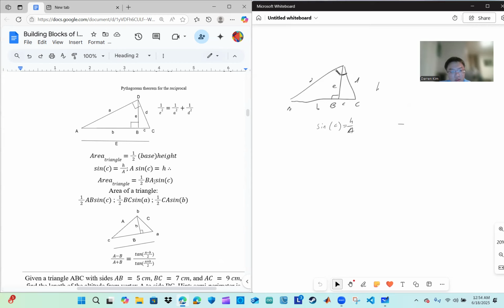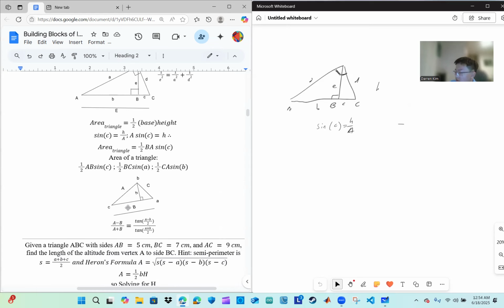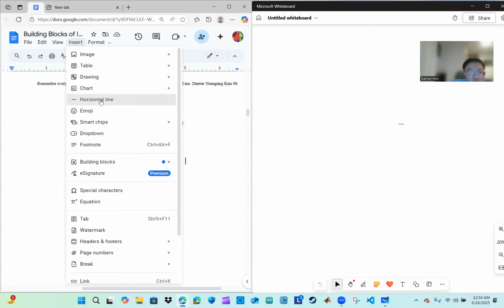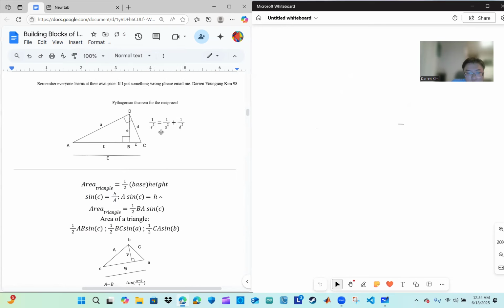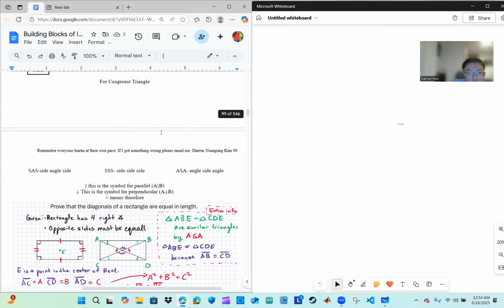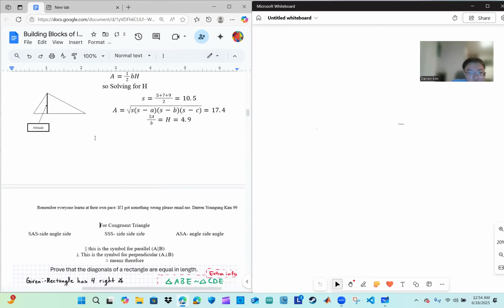What the hell am I writing here? Oh, that's the wrong thing. That doesn't even add up. What am I doing? I realized that I should have probably made this better. Insert horizontal line, please, because I don't understand what was going on in my brain when I thought that was okay.